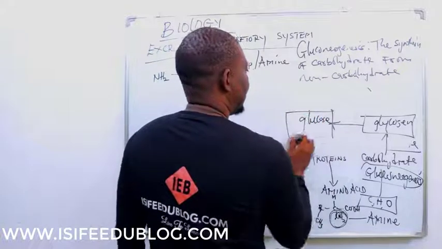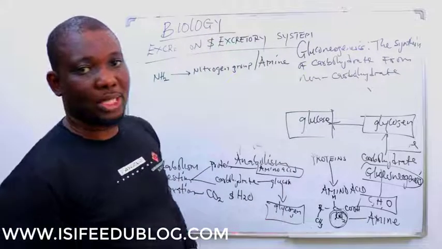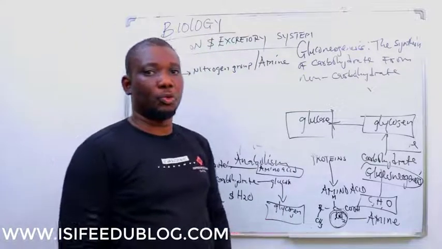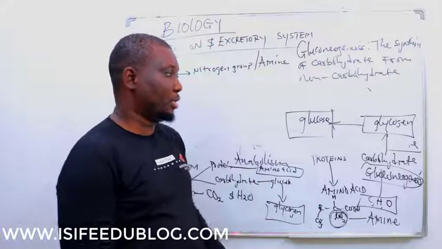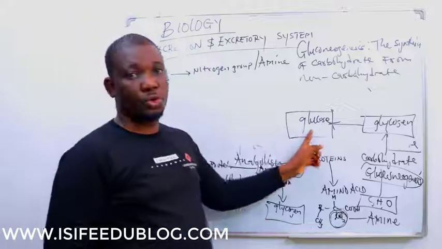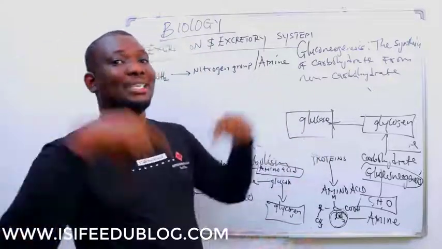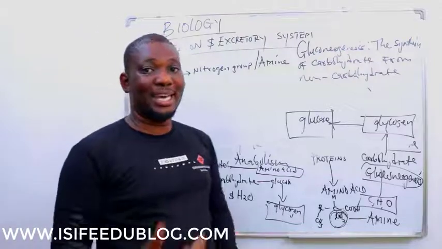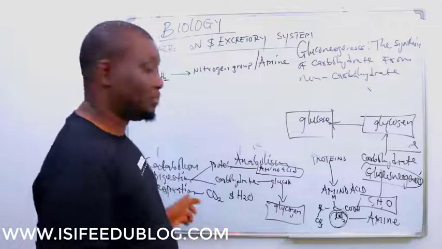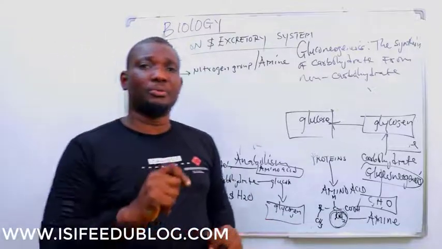Glucose. This particular step happens if the glucose level in the bloodstream is very low or depleted. At that point, this glycogen store is converted to glucose, and then this glucose is later oxidized to release what? Energy during respiration.